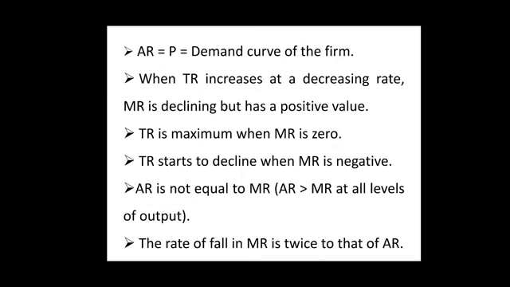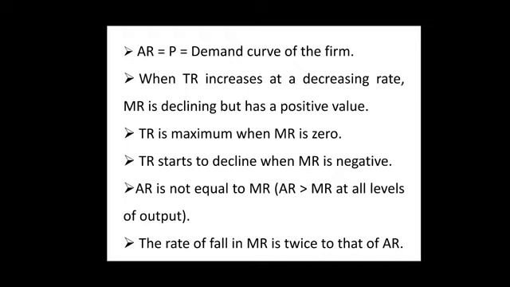So what we observe from the table and figure is that under imperfect competition, price is equal to average revenue, which is also the demand curve of the firm. It falls with increase in sales. Total revenue increases initially at a diminishing rate, then reaches its maximum, and then starts falling. When total revenue increases at a diminishing rate, marginal revenue declines but has a positive value. When total revenue reaches its maximum, marginal revenue is equal to 0. And when total revenue starts declining, marginal revenue is negative.